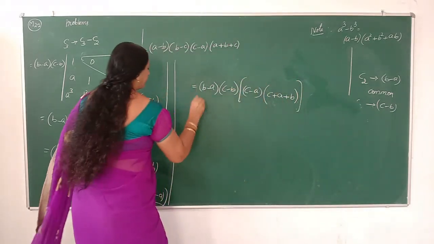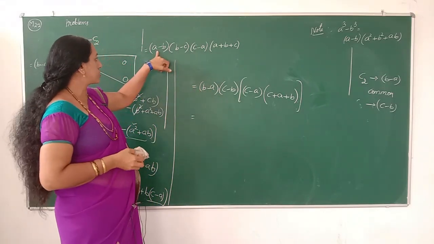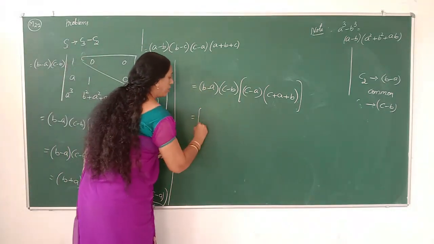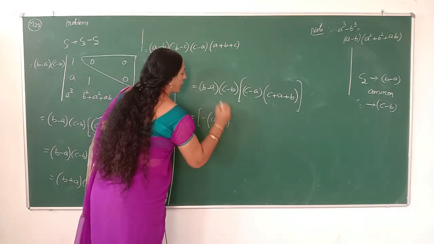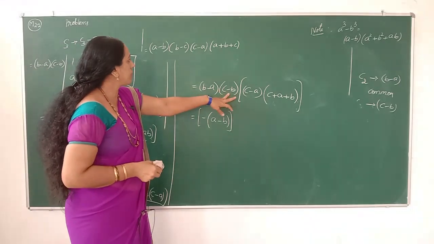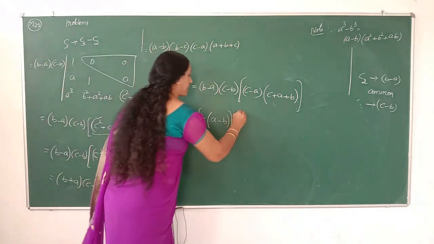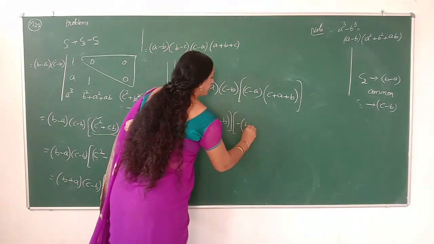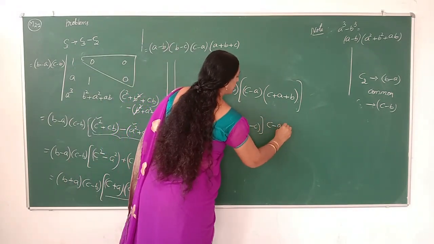Then, in the first term, if we compare with the RHS, the RHS is A minus B, but here it is in the form of B minus A, therefore taking the negative as a common factor, that is minus of A minus B. Similarly, the second term C minus B is in the form of B minus C, therefore another minus is taken as a common factor from the second group, minus of B minus C. And the third one is C minus A.